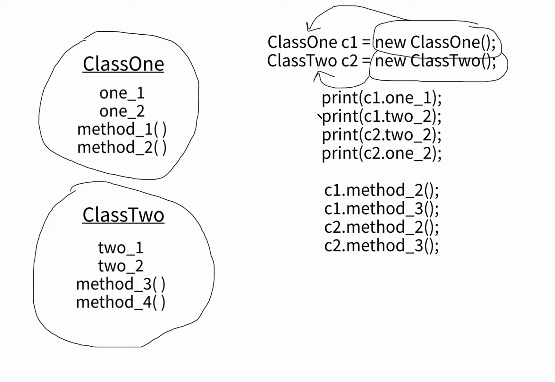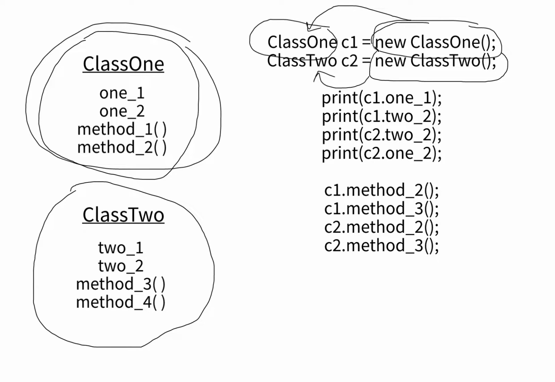So let's go through a couple prints and see which ones would error out and which ones wouldn't. We have the first print, which is a C1. This is this class right here. And we're trying to print the instance variable 1_1. That should be fine, right? Because this is an instance variable of the class 1, and C1 is a variable of type class 1. An object of type class 1 that is stored in a variable of type class 1. All right, perfect. Everything's great.